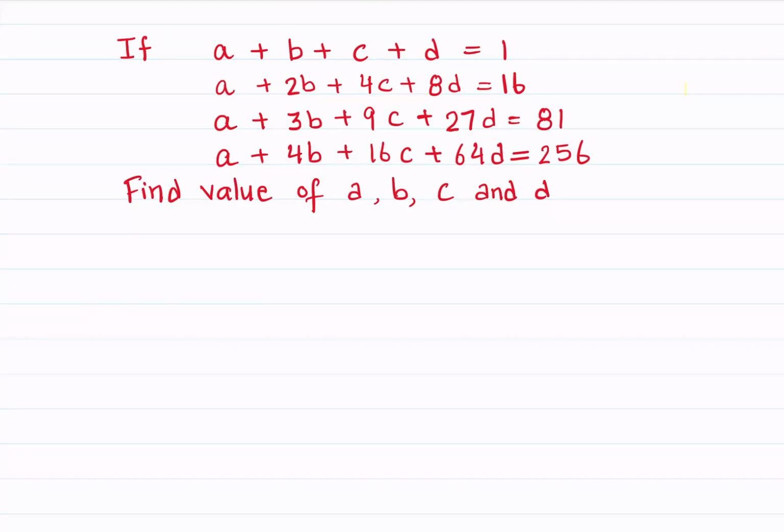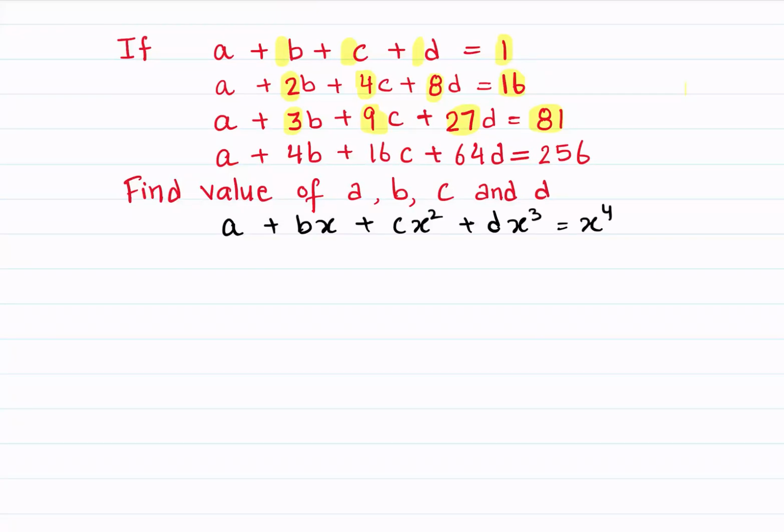Now, if you observe, the coefficients here are increasing powers. This is 2 square, 2 cube, 2 raised to power 4. 3, 3 square, 3 cube, 3 raised to power 4. And here also it is 1, 1 square, 1 cube, 1 raised to power 4. So basically, we can compare these 4 linear equations with a biquadratic equation: a plus bx plus cx square plus dx cube equals x raised to power 4.